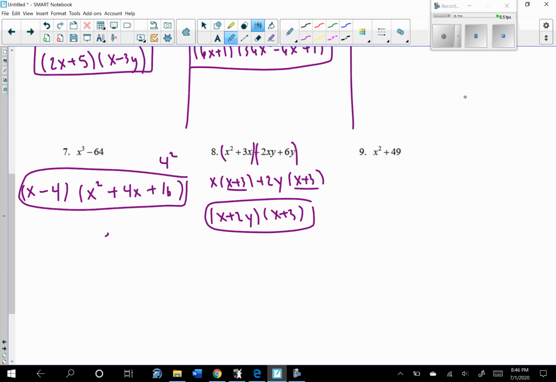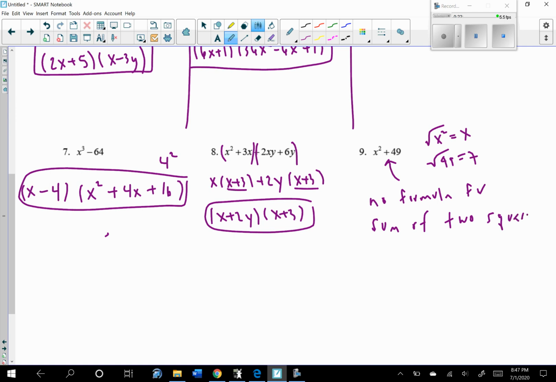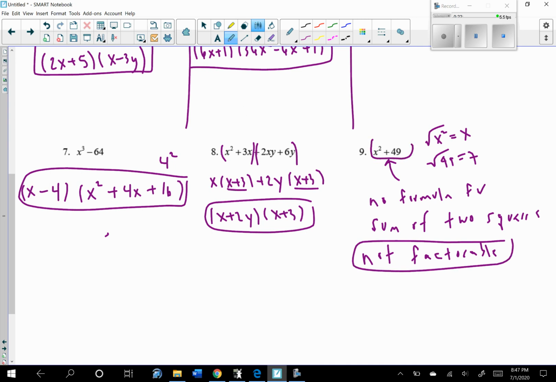Over here, I have two terms. I can take the square root of both those terms. x squared is x, and the square root of 49 is 7. But this is a plus sign. There is no formula for the sum of two squares. So what does that mean? It means it's not factorable. It's just prime when something doesn't factor. So since it's not factorable, this would just be our answer. It does not simplify. And that's it for our factoring.